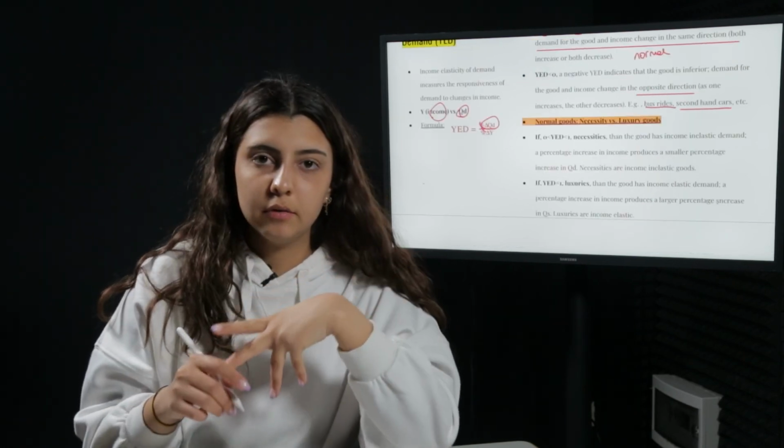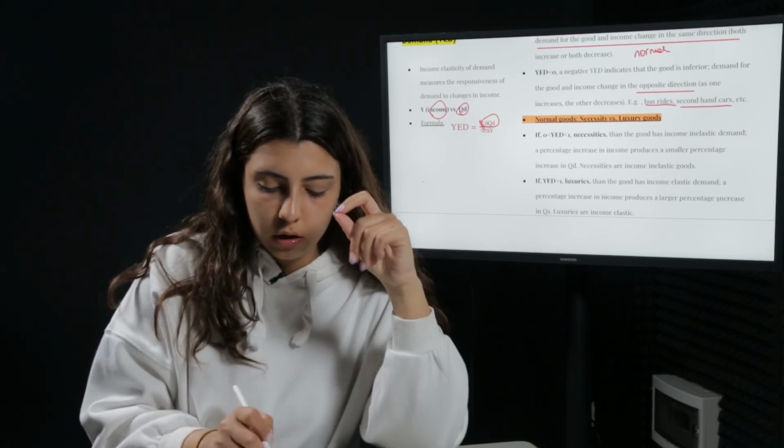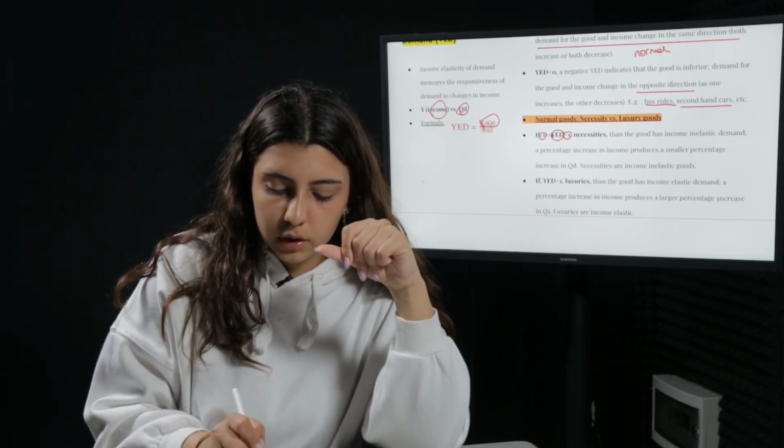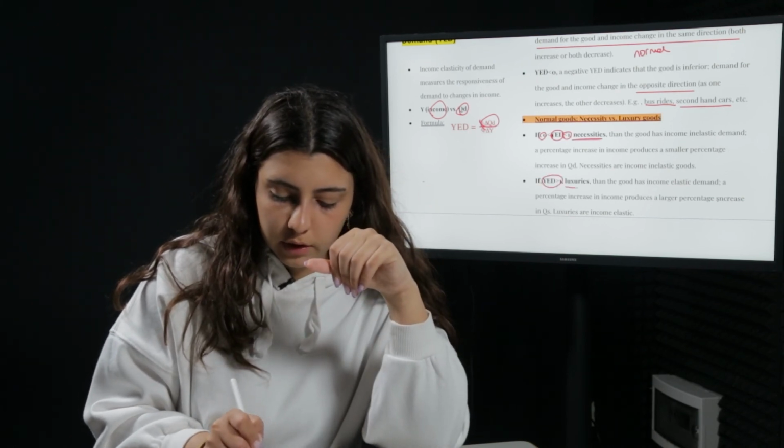And normal goods can be divided into 2 by necessities and luxuries, and I explained them earlier as well. When YED is between 0 and 1, those goods are referred to as necessity goods. And when YED is bigger than 1, they are luxury goods.